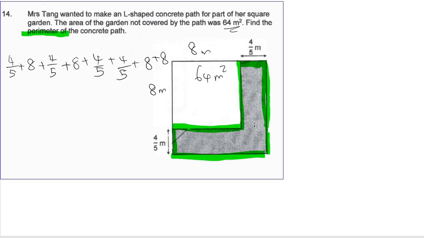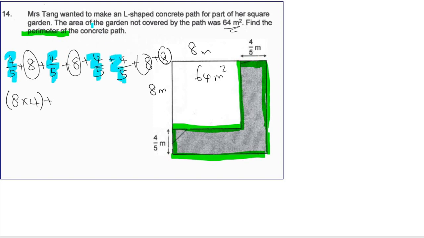So now what I need to do is the addition. Since everything is added, and I have 8 and 4 over 5, I group them all together. I group all the 8. How many 8? 1, 2, 3, 4. So 8 times 4, add. Here is times, so remember to do this. How many 4 over 5 do I have? I have 1, 2, 3, 4. Also 4. So add 4 over 5 times 4.